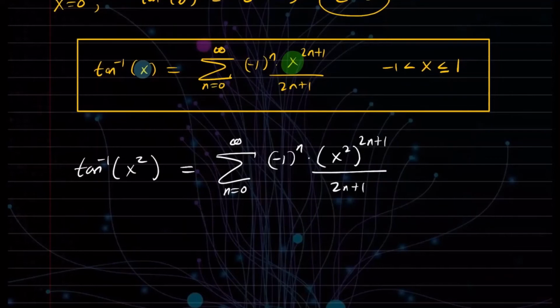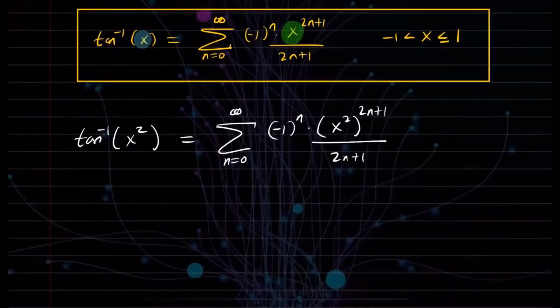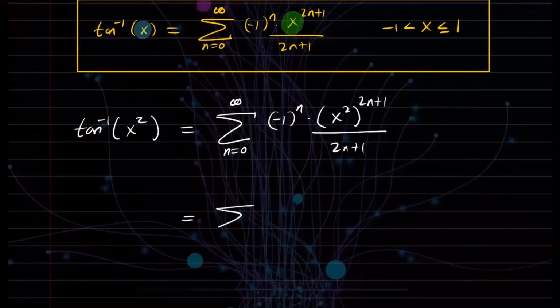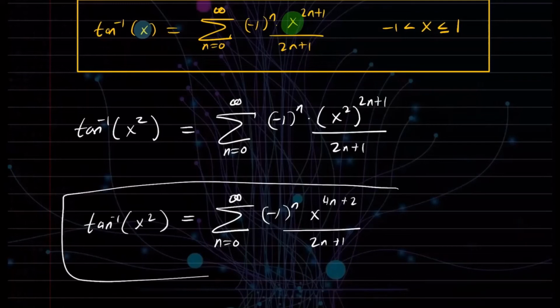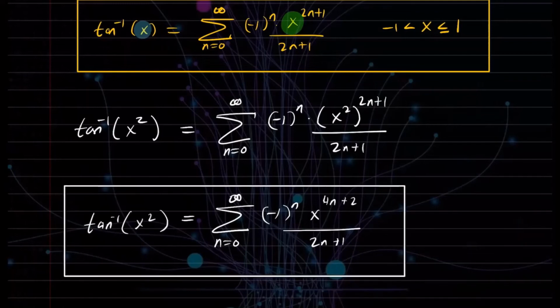And that's pretty much it. So now we can simplify this a little bit further. We can say that this is really going to simplify to the sum from 0 to infinity of -1 to the n times x to the 4n plus 2 over 2n plus 1, by laws of exponents. I just multiply these exponents right there. So there you have another power series representation of this function, tangent inverse of x squared. So once you know one function, you can modify it and play around with it.